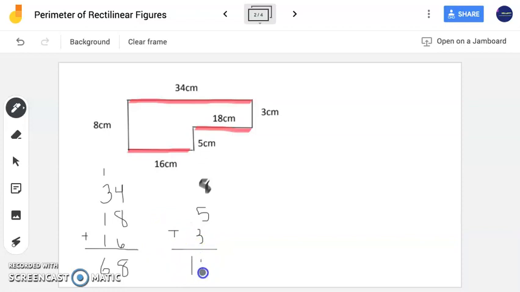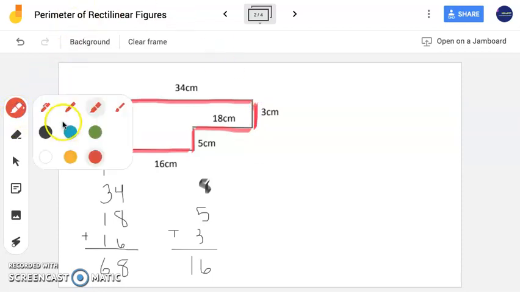So now before I add these together, I'm going to finish outlining those sides as well, just to make sure I included all my sides. So I did 8 centimeters, I did 5 centimeters, and I did 3 centimeters. So now I did find the sum of all of these sides. I made sure I included everything, and I didn't leave out a side length.